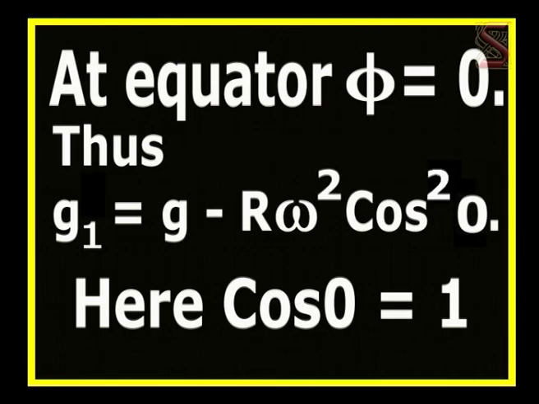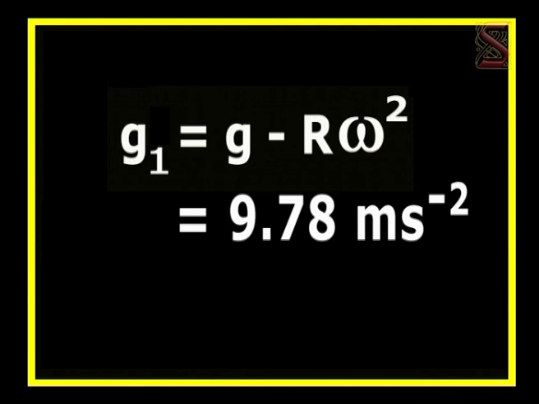At equator, phi equals 0. Thus, g1 equals g minus r omega square cos square 0. Here cos 0 equals 1. Thus, g1 equals g minus r omega square, that equals 9.78 meters per second square.